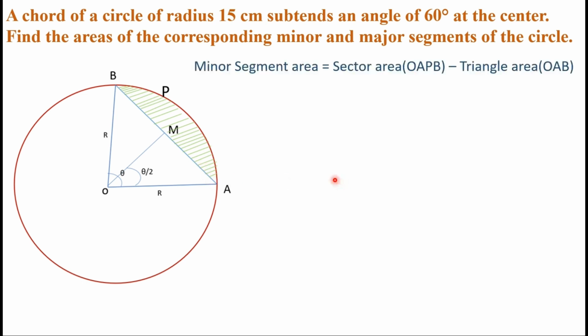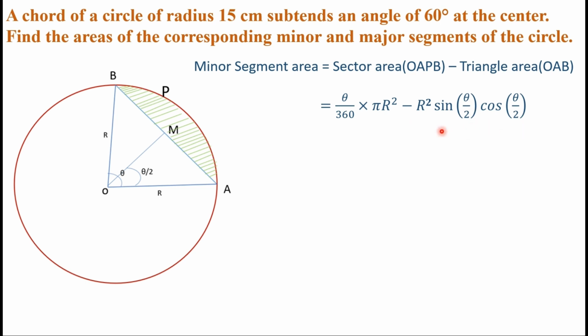So this is what we do here. We just take the total sector area minus the triangle area. How do you get the sector area? The circle area is pi r square, right? For angle theta, it should be theta by 360 into pi r square, right? So theta by 360 into pi r square minus the triangle area. Here I have derived the formula for the triangle area, that is r square into sin theta by 2 into cos theta by 2.